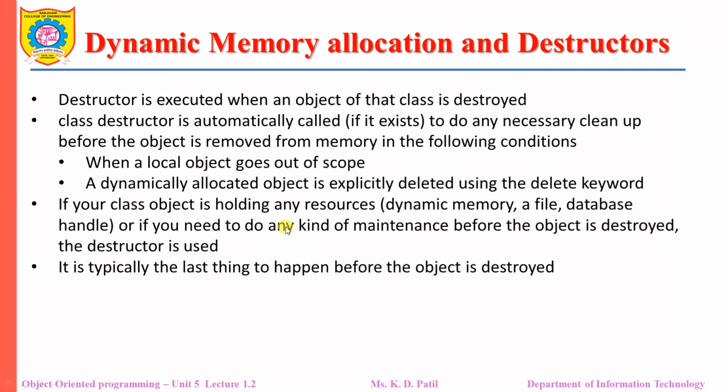Now let us see how dynamic memory allocation and destructors are related to each other. A destructor is executed when an object of a class is destroyed, as we have already learned. The class destructor is automatically called to do the necessary cleanup before the object is removed from memory in the following conditions: when a local object goes out of scope, or when a dynamically allocated object is explicitly deleted using the delete keyword.